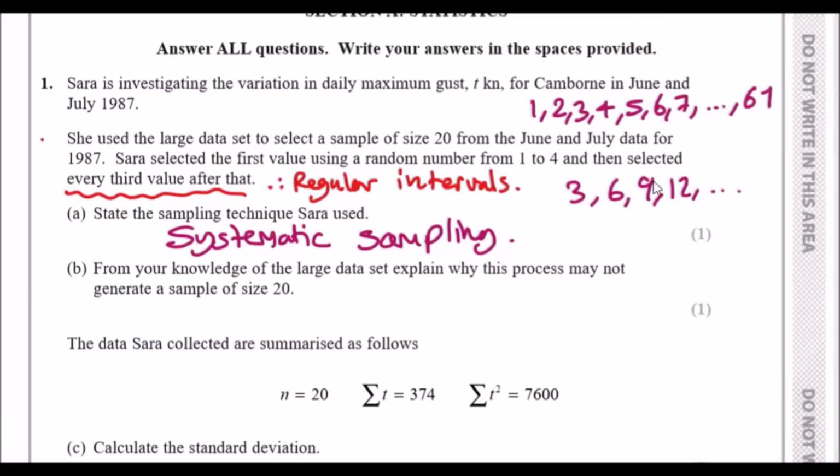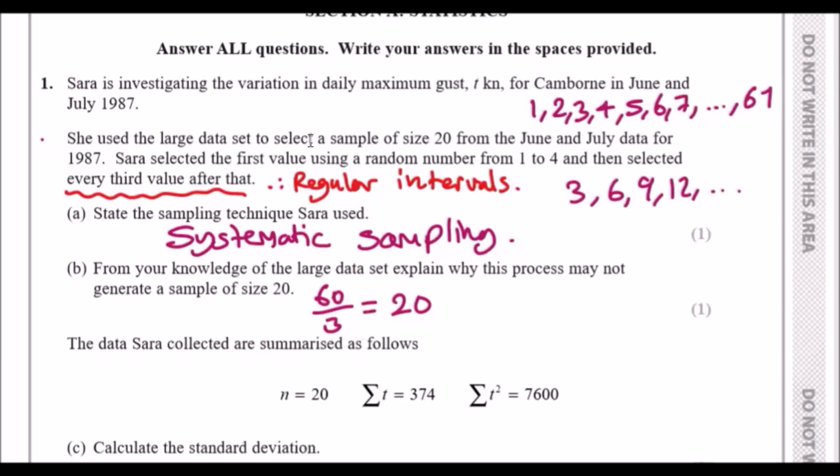That's it. Part B: from knowledge of the large data set, explain why this process may not generate a sample of size 20. If we consider these June and July dates for every single day, there are 61 days. Let's make it simple and assume 60 days. If we're taking every third value, going up in 3s, let's divide 60 by 3, and we get roughly 20. Now, this is only true if every single day has been accounted for, so we're not missing any dates.